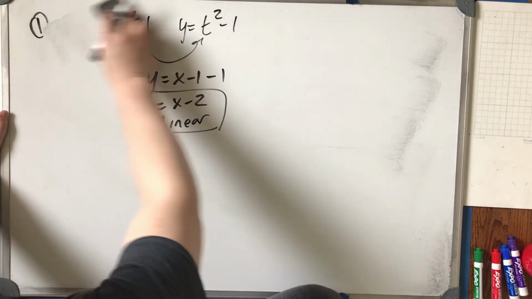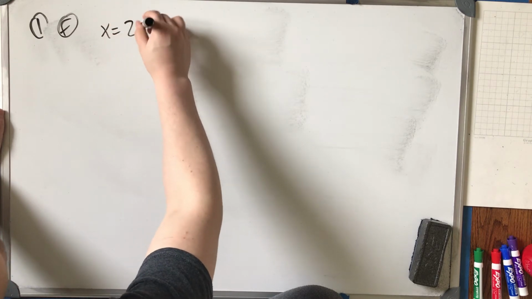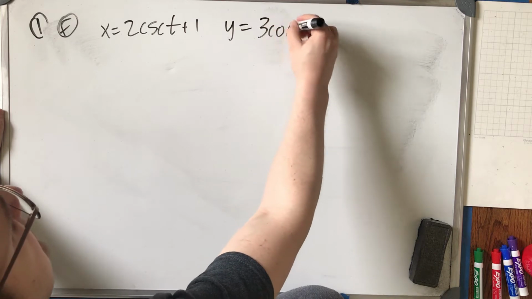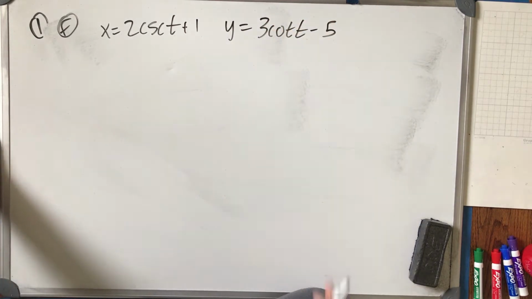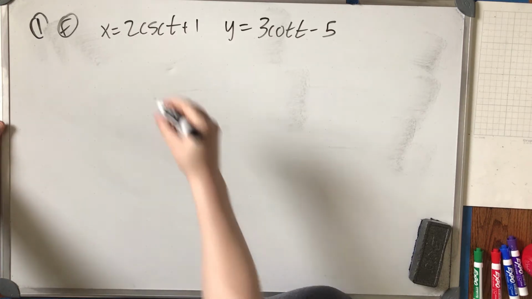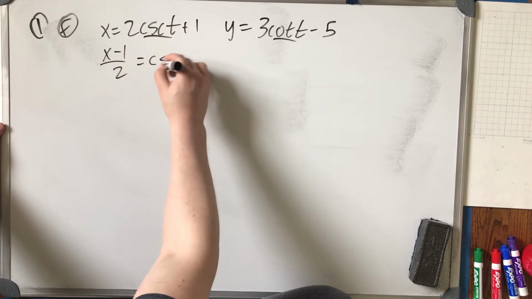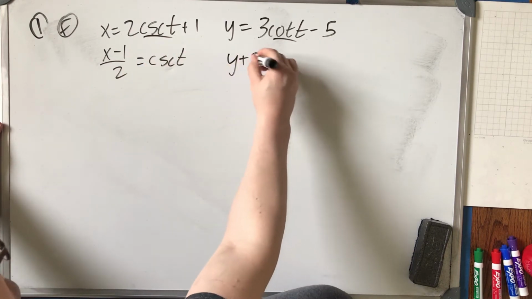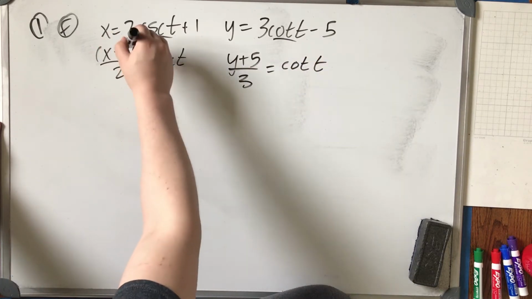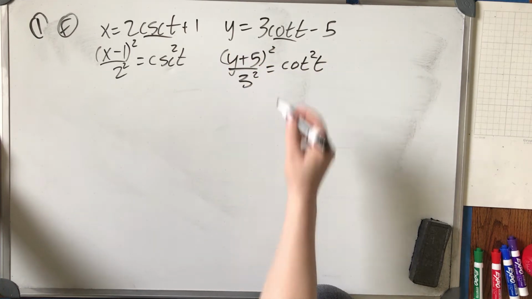All right, last one. I think we'll just start with a nice clean slate. Here we got F, x equals 2 cosecant t plus 1, y equals 3 cotangent t minus 5. So whenever we have these trig values, our thought is that we're doing something with the Pythagorean identities. So I'm going to isolate each one of the trig functions by just subtracting and adding and dividing and all of that fun stuff. And then I'm going to square everything. That's just so that it will fit into the pattern.